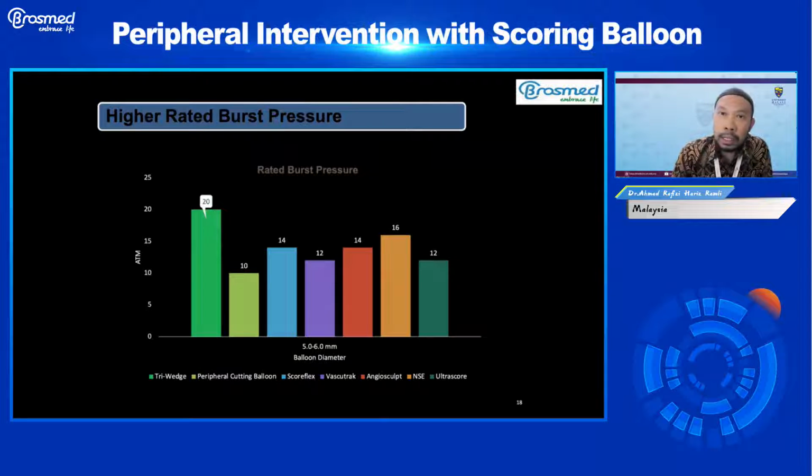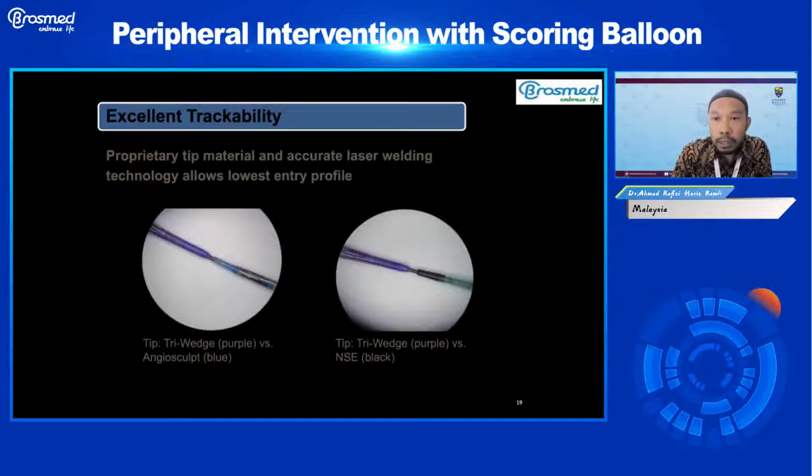And this, as I think Vicky Lim already mentioned just now, that even Sarah mentioned just now, that it can go all the way up to 20 without any problem, and it can actually create a better outcome compared to the other scoring balloon.